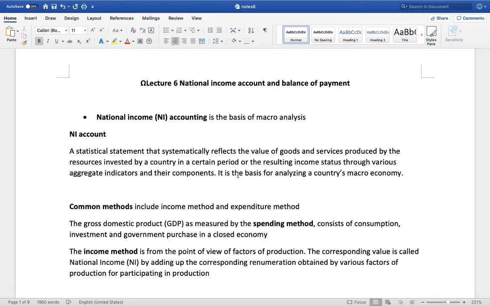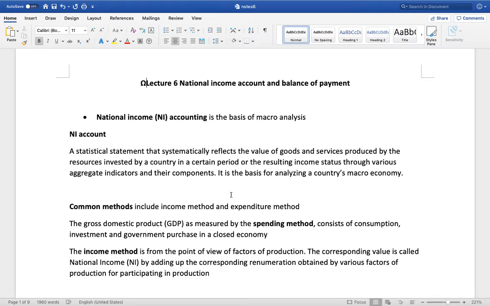From the perspective of the use or consumption of goods and services, the expenditure method sums up the goods and services produced in a country within a year according to the amount of each type of buyer's expenditure. The gross domestic product, or GDP, as measured by the spending method, consists of consumption, investment, and government purchases in a closed economy.